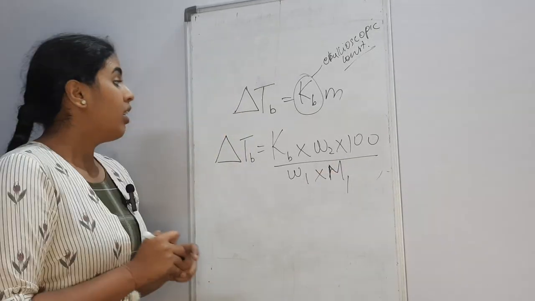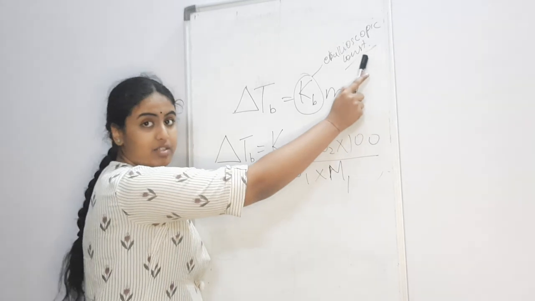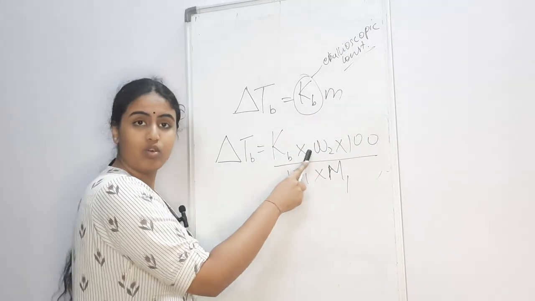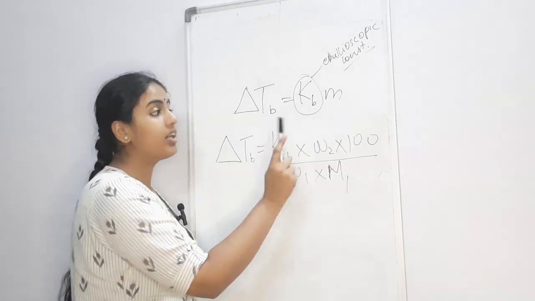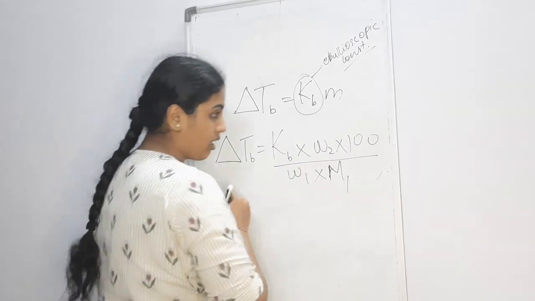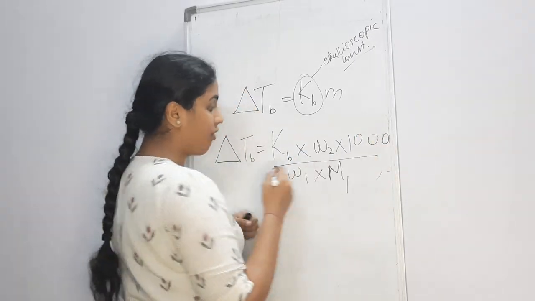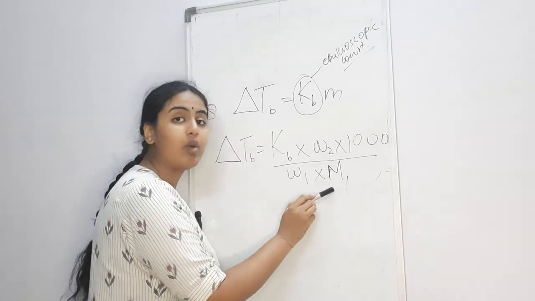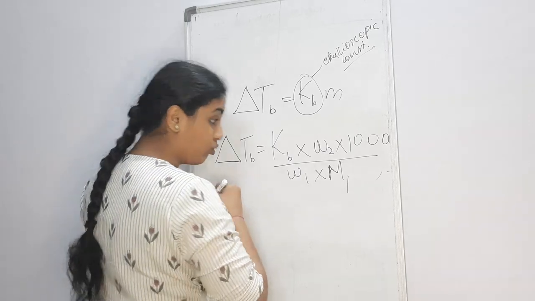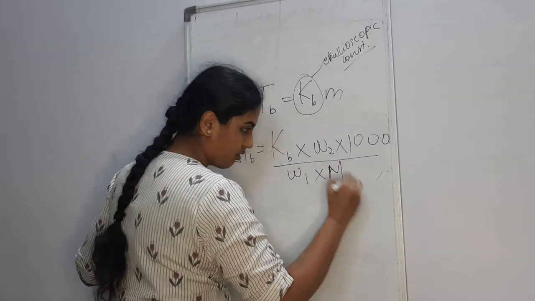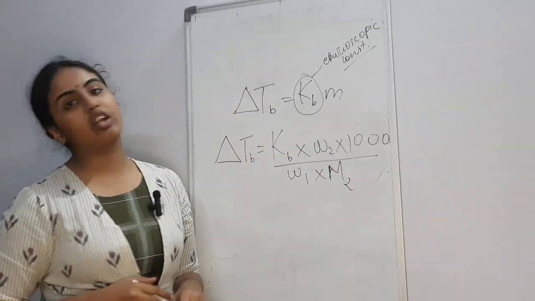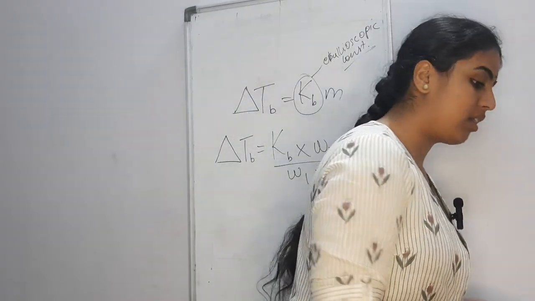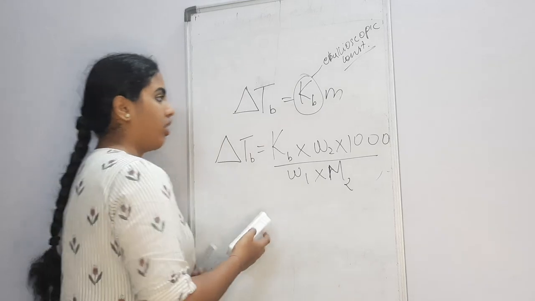Here KB is our ebullioscopic constant, delta TB is our change in boiling point, W2 is the given mass of solute, this 1000 is because we talk about kg over here, W1 is the mass of solvent, and M2 is the molecular mass of our solute. So that is what elevation of boiling point is all about.